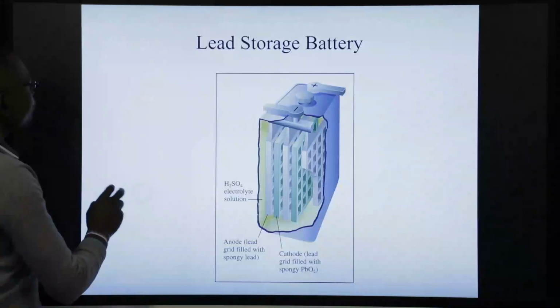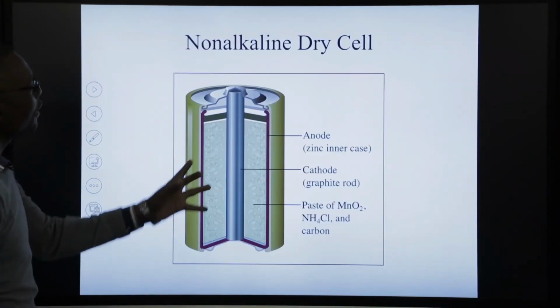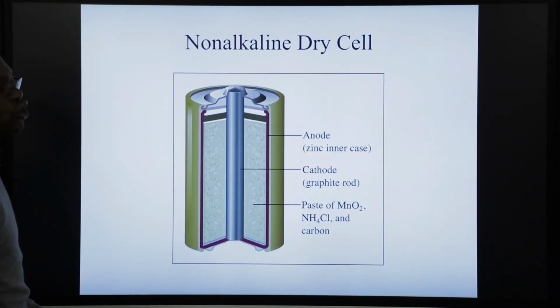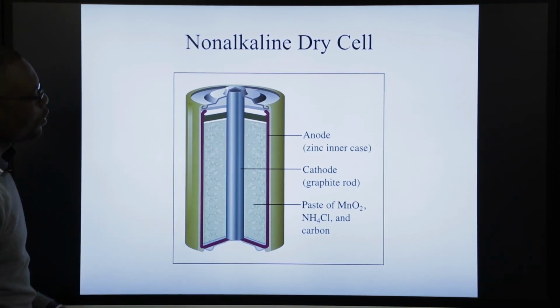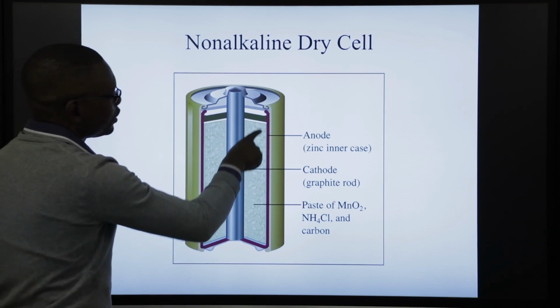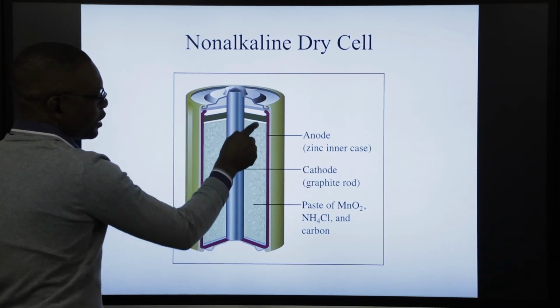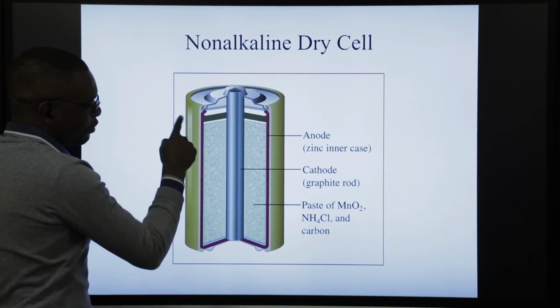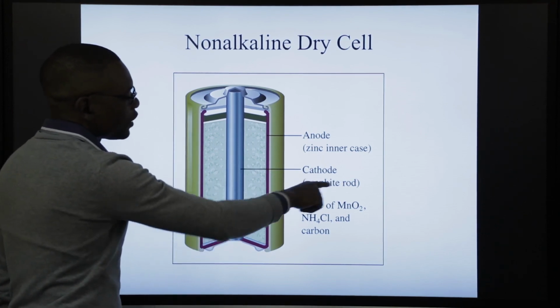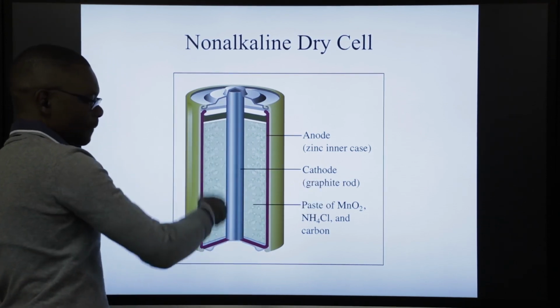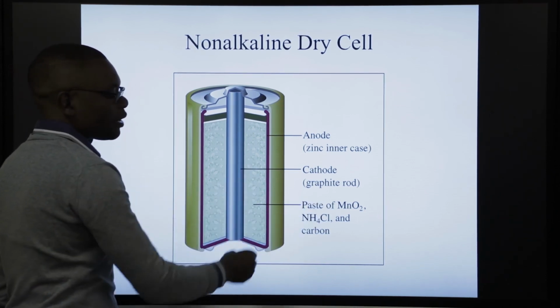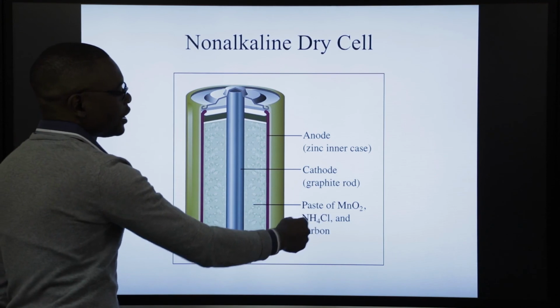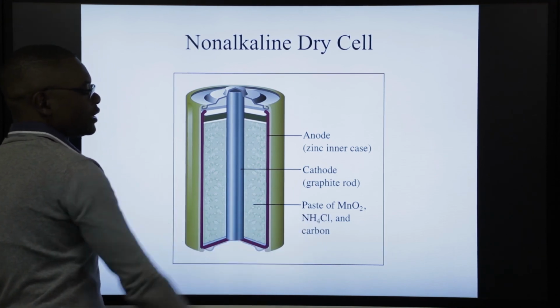Okay. If you take a look at another one here, this is a non-alkaline dry cell. We use these in our remote controls and other small gadgets. So you can actually see where the anode is. It's a zinc casing with an internal thing. And then the cathode is a graphite rod. And you've got a paste of manganese dioxide, ammonium chloride, and carbon.